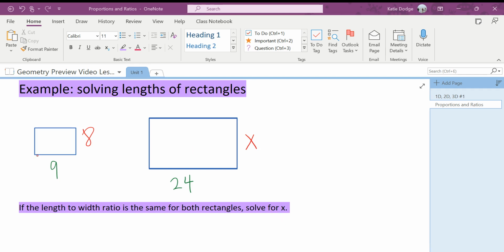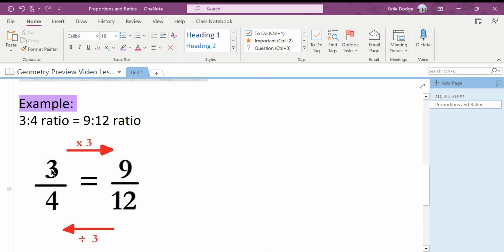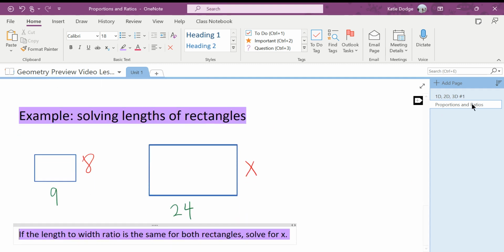Well, we have the longer side of each rectangle, I put in green. The shorter side of each rectangle, I put in red. This is going to help us set up our proportions so that we have the correct numbers lining up. Just like in the previous example, we had 3 lining up with 9 and 4 lining up with 12. Let's see how that's going to work here.